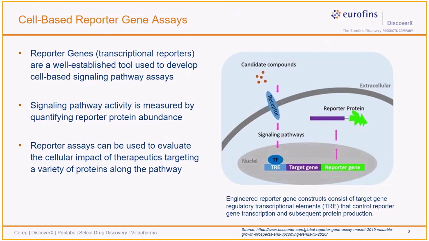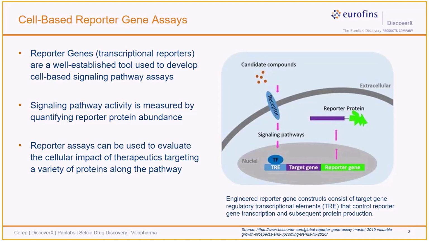Reporter genes have long been used to identify important transcription factors and regulatory transcriptional elements, as well as being used to measure signaling pathway activity. A reporter gene is comprised of a transcriptional response element that normally drives expression of a target gene in the pathway, but has been engineered in this case to control expression of a reporter protein. When pathway signaling is activated, a change in reporter gene transcription and translation occurs. These effects can be measured by monitoring reporter protein levels or reporter protein activity.